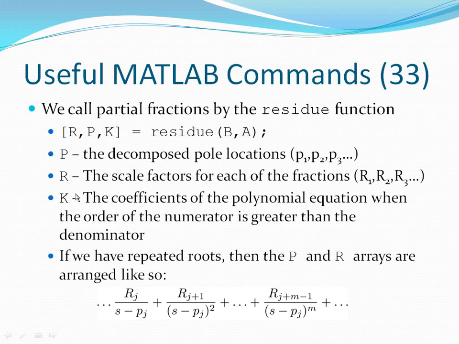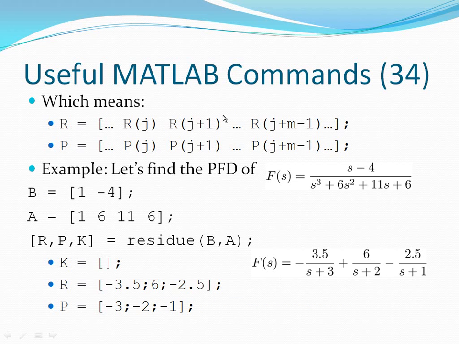If you have repeated roots, then the P and R arrays are going to be arranged like this. For a particular pole, it will give you the coefficient for the first order, and then the next coefficient right after it in the array will be for the repeated one of the second order, so on and so forth up to the m repeated roots. So if you have your R array, these two will correspond. This is for the first repeated root, and this is for the second repeated root when you square it, up until the mth power.